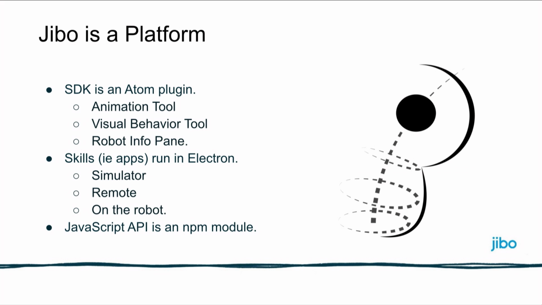So our SDK is an Atom plugin. We have three main tools. An animation tool, a visual behavior tree tool. This is for encapsulating AI behaviors, and a robot info pane. Like I said, the skill runs in Electron in three different modes. It can run on the robot, and because we're built on web technologies, we can actually run the skill on your computer and have it connect to the robot through Wi-Fi, and I'll show that in a little bit. Or you can run it in the simulator, and the simulator is just a simulated environment.